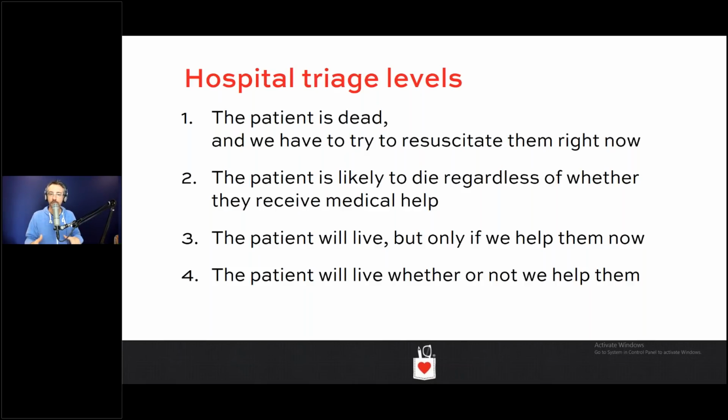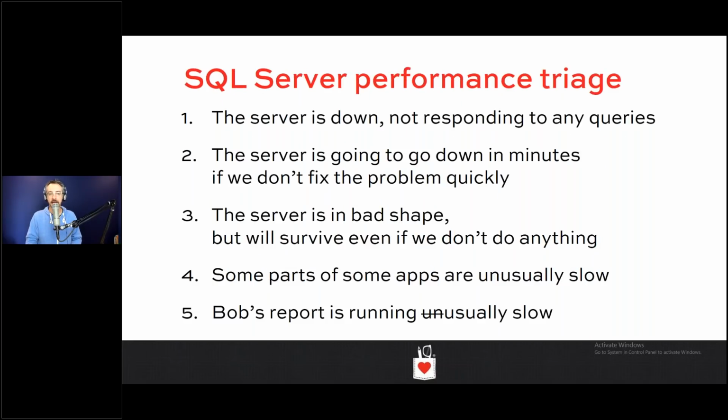So thankfully, our triage levels aren't anywhere near this panicky. Here's what our triage levels look like. Level 1, the server is down and not responding to queries. Level 2, the server is going to go down if we don't take action fast. Level 3, the server is in bad shape, but it's going to survive. Even if we go get drunk for lunch, do whatever, the server's going to keep working. We may not keep our jobs, but the server will keep working. Level 4, some parts of some applications are unusually slow. Or level 5, Bob's report is unusually slow.